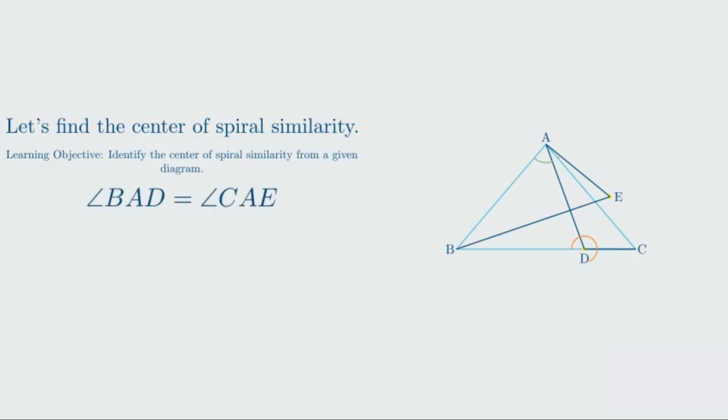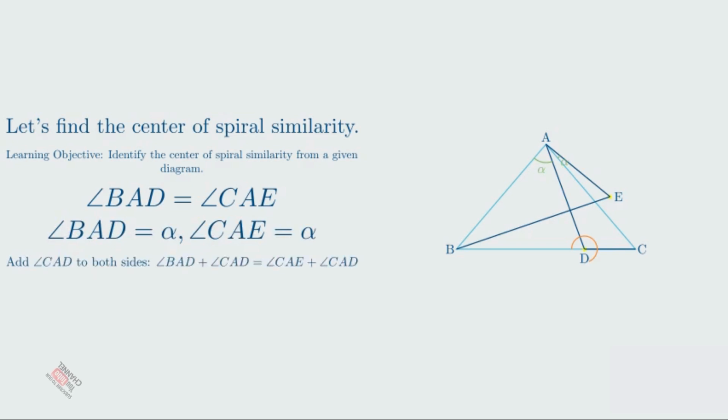Recall the condition from the problem statement: angle BAD is equal to angle CAE. Let's call this common angle alpha. This means angle BAD equals alpha and angle CAE equals alpha. Let's add the angle CAD to both sides. Notice that CAD is a common angle to both triangles ABD and ACE. By adding the common angle CAD to both equal angles, we get two new larger angles.